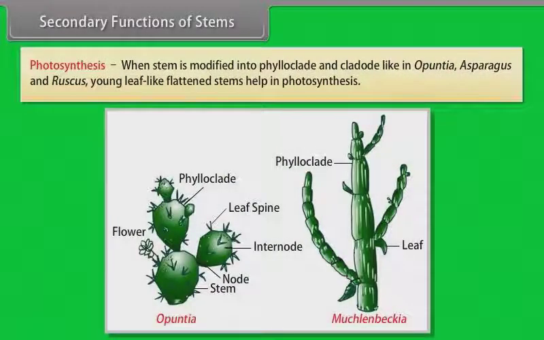Photosynthesis. When stem is modified into phylloclade and cladode, like in Opuntia, Asparagus, and Ruscus, young leaf-like flattened stems help in photosynthesis.